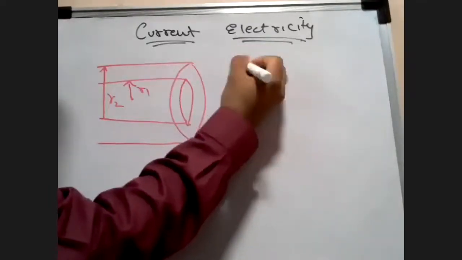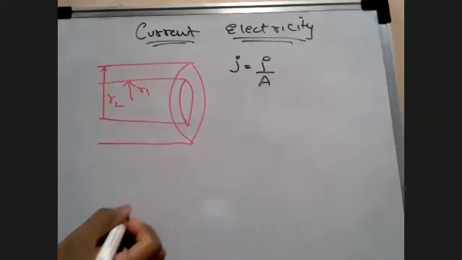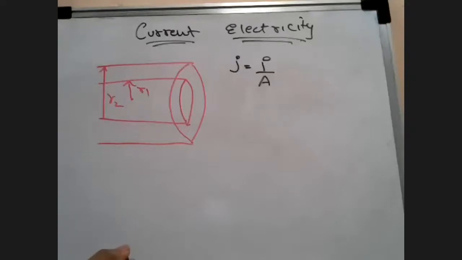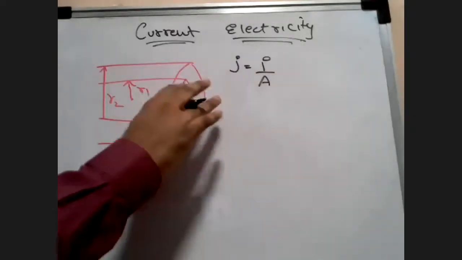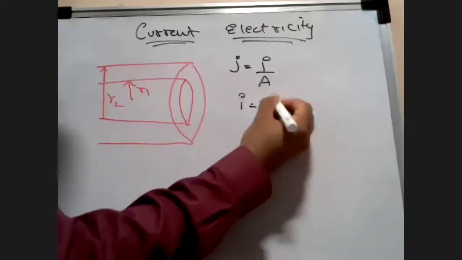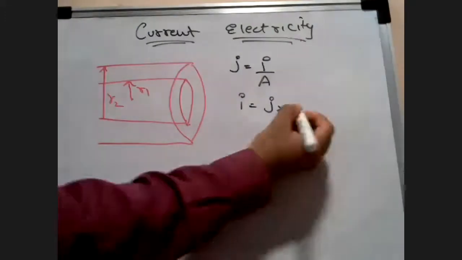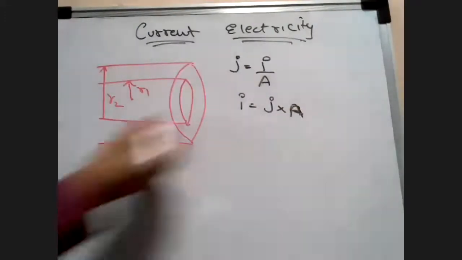J is equal to what? Sir, I upon pi A R2 square by 3. No. It's okay, no problem. See, J is equal to I upon A. I will be equal to J into A. Okay. What is A over here? Tell me, what is going to be the area?